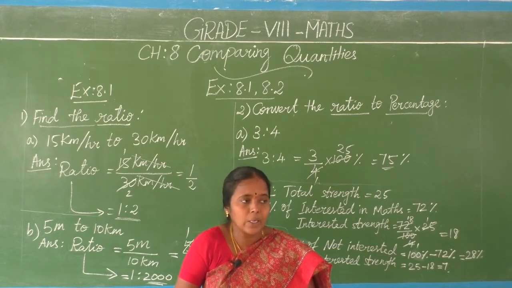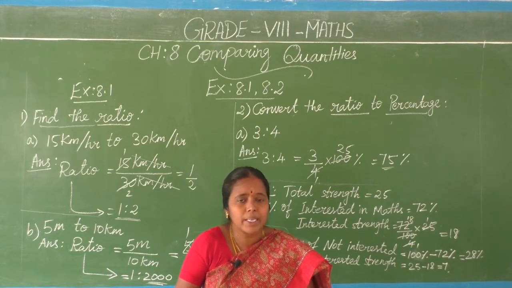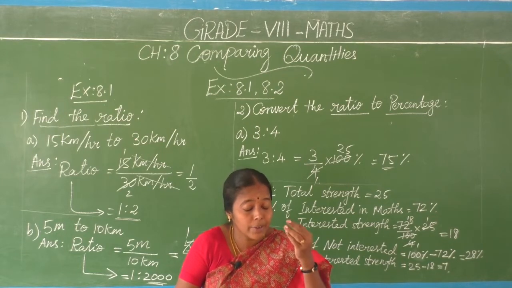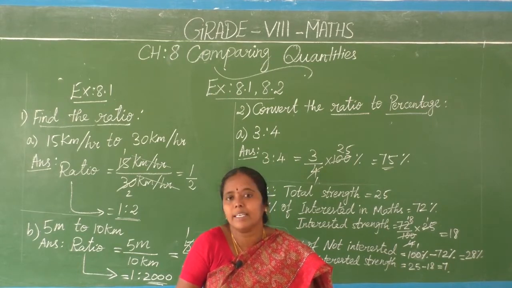Comparing quantities. Actually, what is meant by the word comparing? Comparing means comparison of two objects, two things, two measures. Mathematically, comparing quantities means we are going to measure two things and compare two measures. Usually the comparison can be done in two ways.